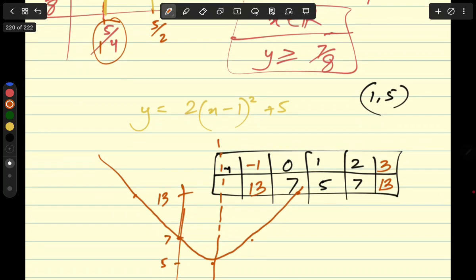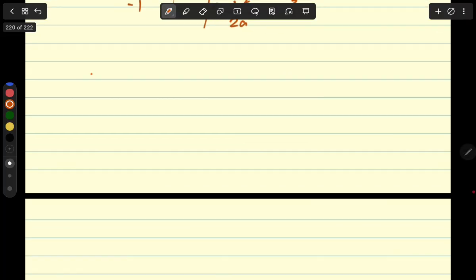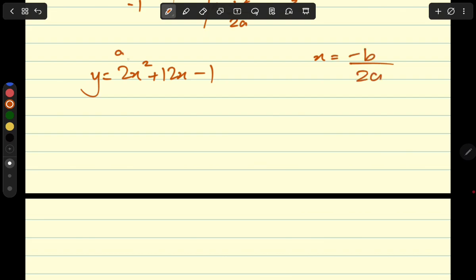Now, if you have a function y equals to 2x square plus 12x minus 1, and someone asks you what is the axis of symmetry, just write down x is equal to minus b upon 2a. This is a, this is b, this is c. So minus b is what? Minus b is minus 12 upon 2 times 2. So minus 12 upon 4 is minus 3.